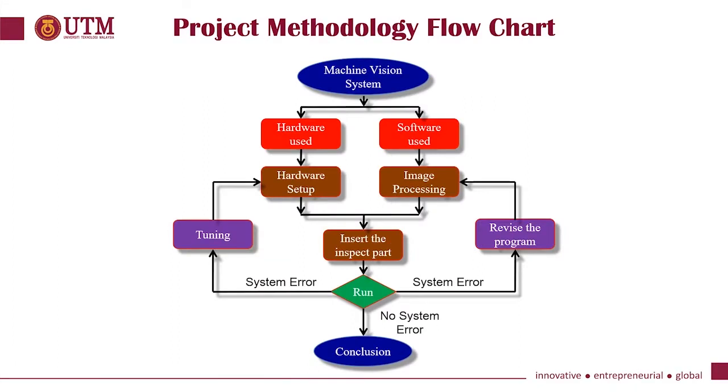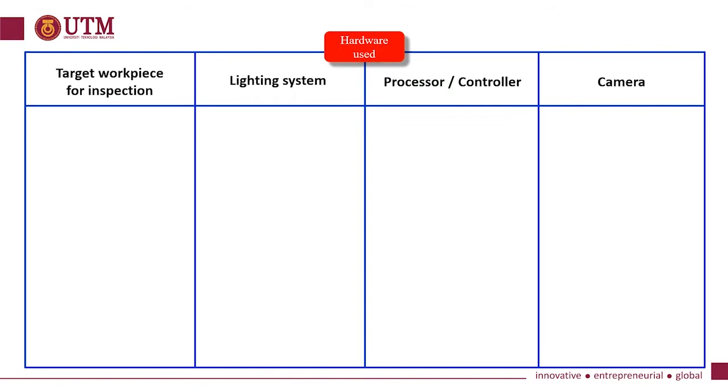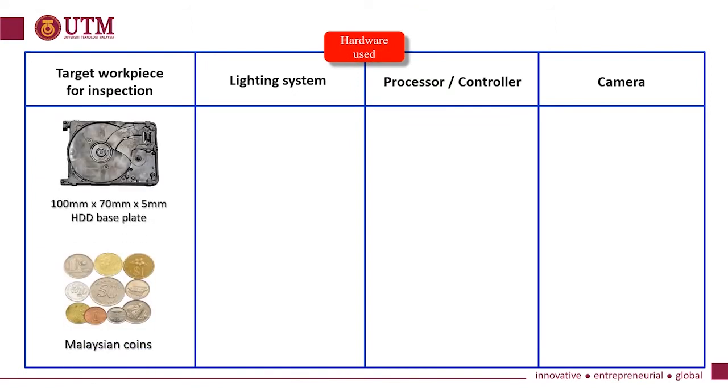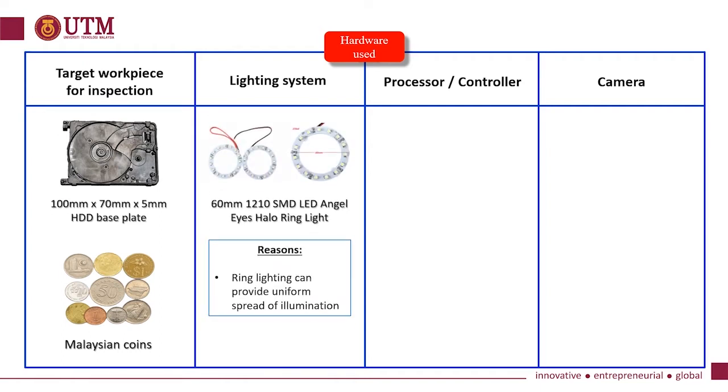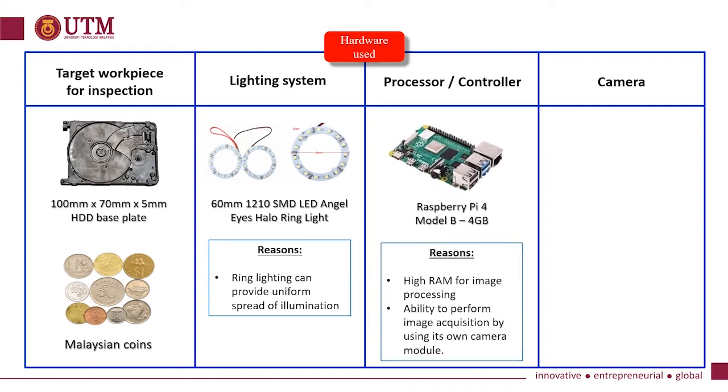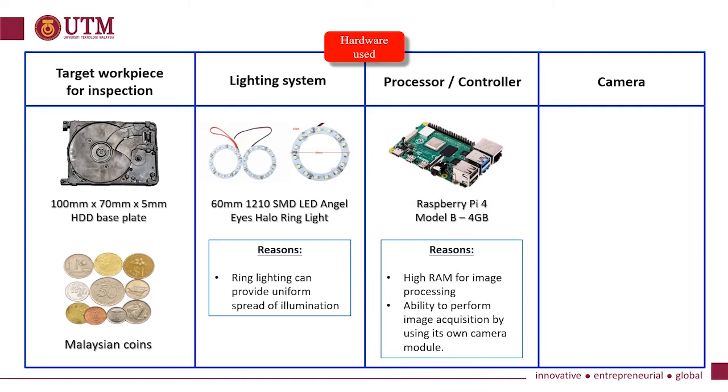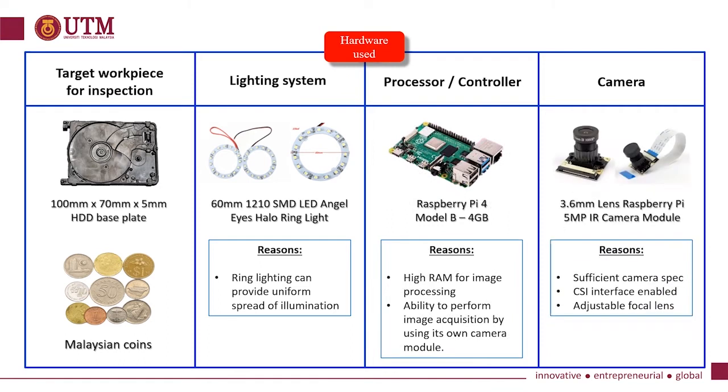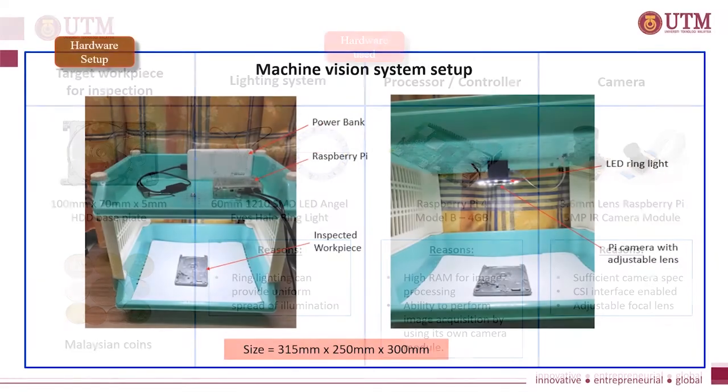This is the methodology flowchart on how I constructed this project. First, for the hardware, an HDD base plate and Malaysian coins are used as the target workpieces for inspection. This is because both objects have circular features for inspection and they are considered mass production parts. Next, for the lighting system, I chose ring lighting because it can provide a uniform spread of illumination. The processor used is a Raspberry Pi 4 Model B, and the camera used is a Raspberry Pi 5 megapixel IR camera module with an adjustable focal length.